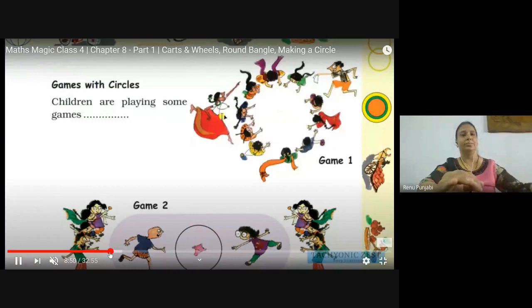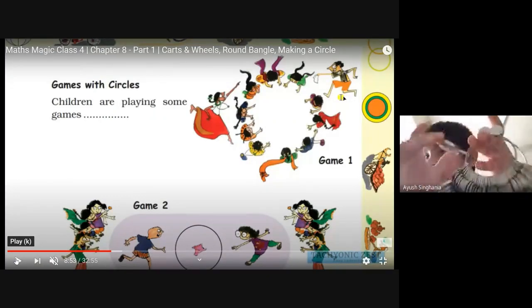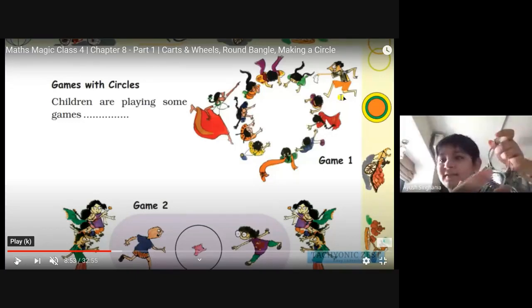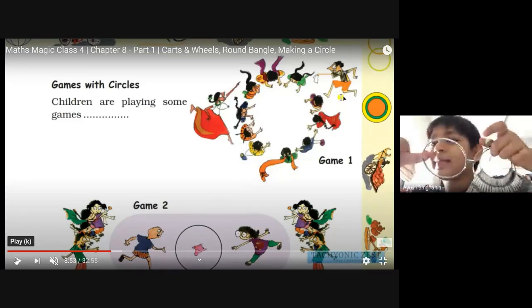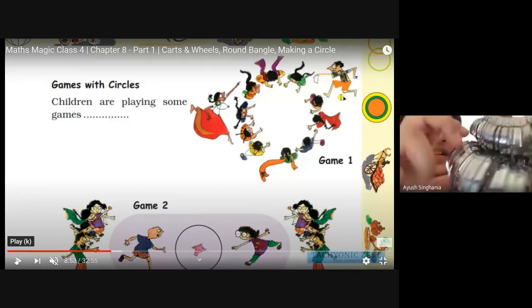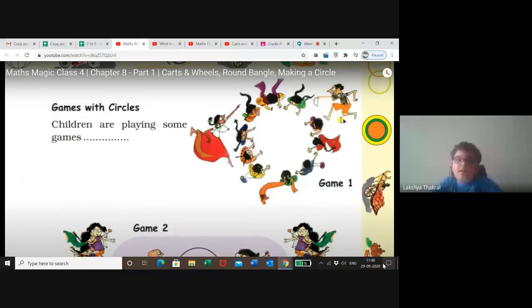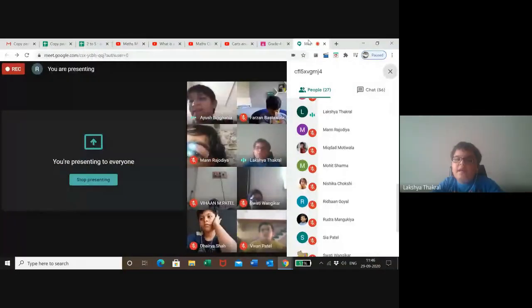Games with circle. Yes, Ayush, tell me. Like this, ma'am. My mother is a jeweler, so she has bangles of different sizes. This is the smallest bangle, and this is the biggest bangle. Okay, you are showing something? And this is the smallest. I know how to make a round circle. See the different bangle sizes.